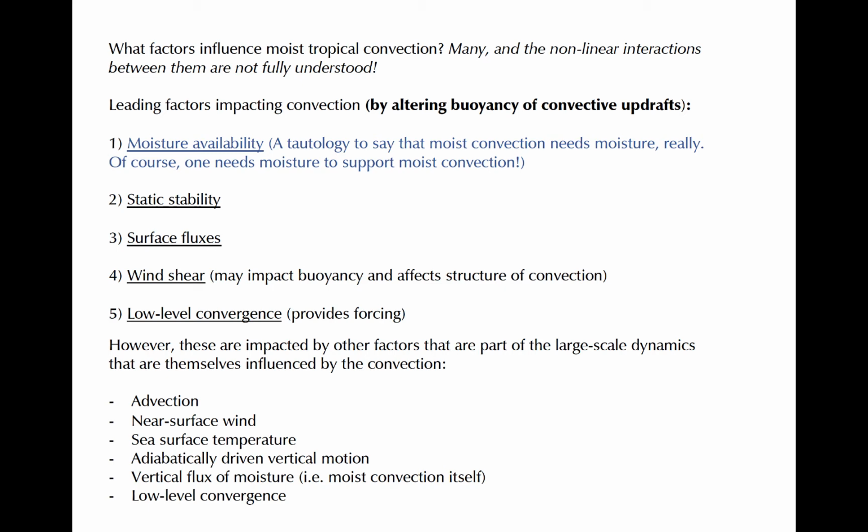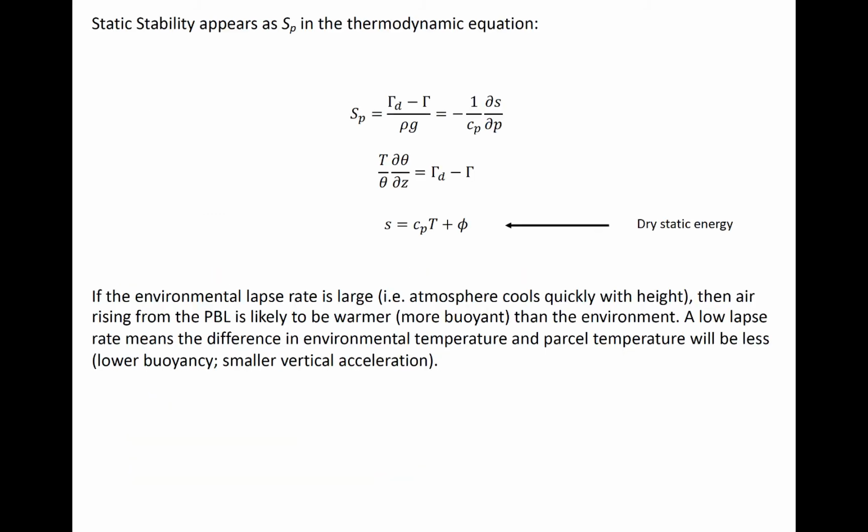Adiabatically driven vertical motions affect static stability. Even moist convection itself is important for development of subsequent convection. The primary moisture source to the middle troposphere is convection. So in some sense, to get widespread moist convection in the tropics, you first need convection. This seems like a contradiction. However, in later modules, we'll explain why this is sometimes the case. For now, we will focus on static stability, an expression for which is shown here.